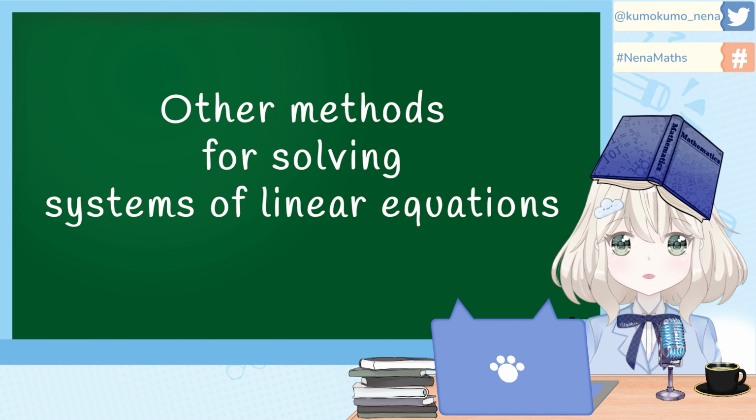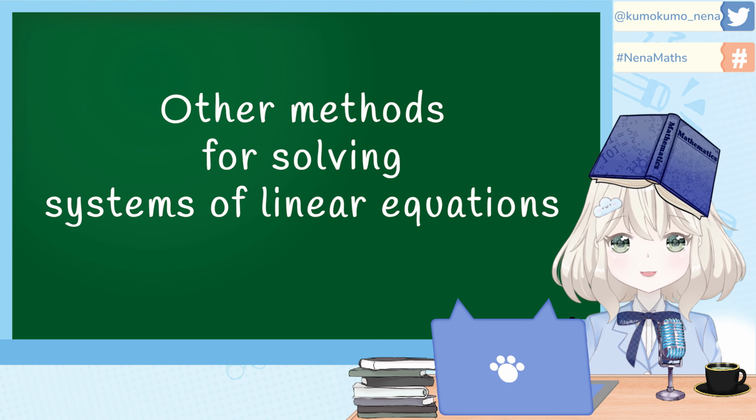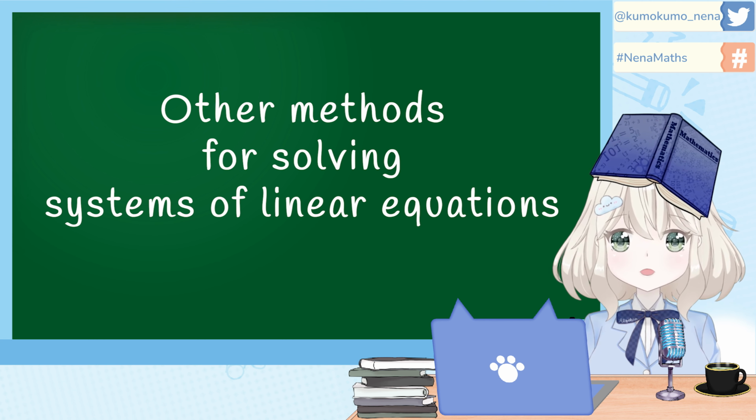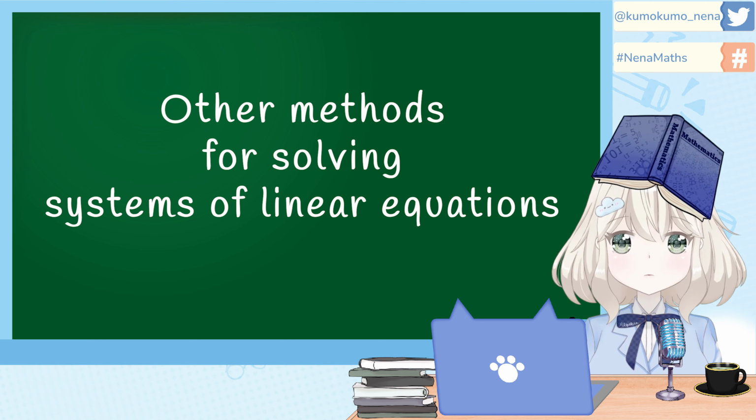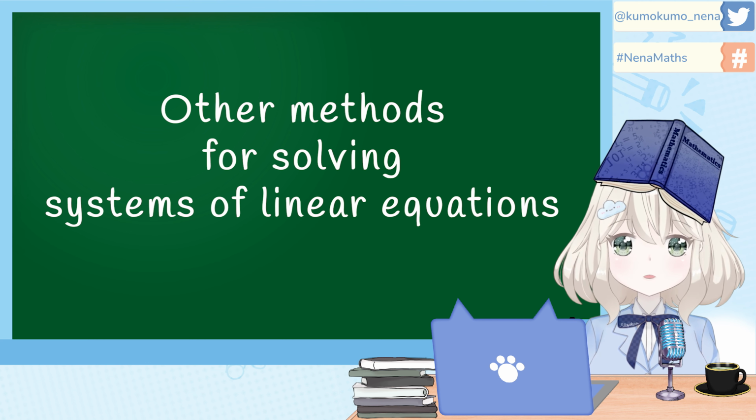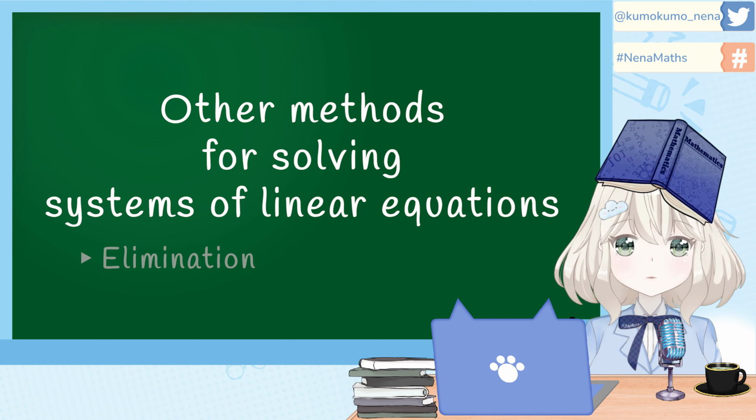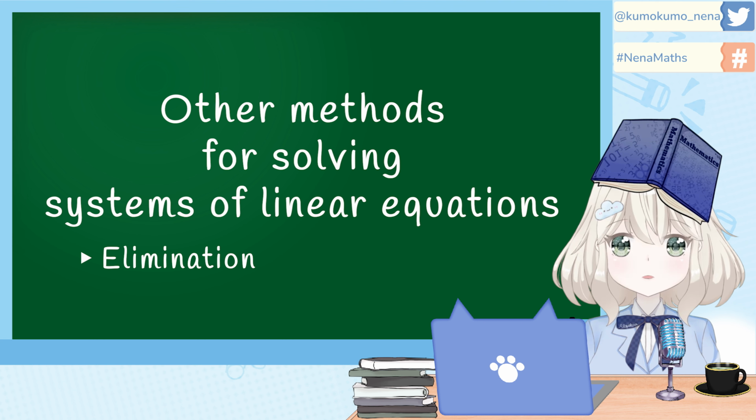Do we have other methods to solve simultaneous equations? Of course we do. In the next few minutes, I'm going to introduce 5 methods. When we derive the formulas for the cross multiplication method, we use the elimination method. In the elimination method, we add or subtract two equations to get a new equation in one variable.